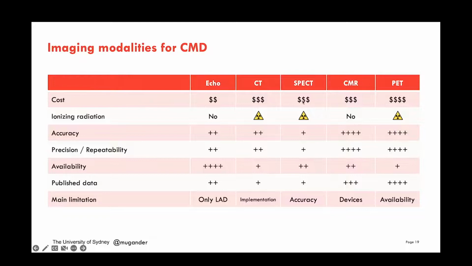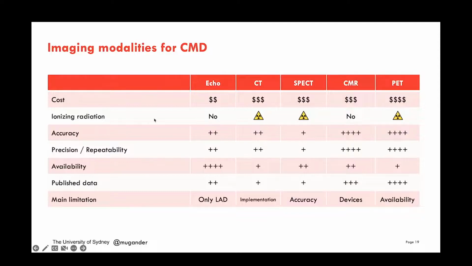CT, SPECT, and CMR are all roughly in the same ballpark in their costs when it comes to doing these kind of exams, mostly driven by the added cost of adenosine. PET is slightly more expensive because of the radiotracer costs. Ionizing radiation, obviously absent in echo and CMR, but prevalent in SPECT, CT, and PET. Arguably, PET would probably have the lowest radiation burden because of this exquisite sensitivity for those tracers.